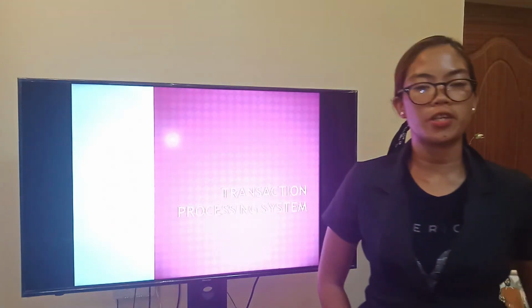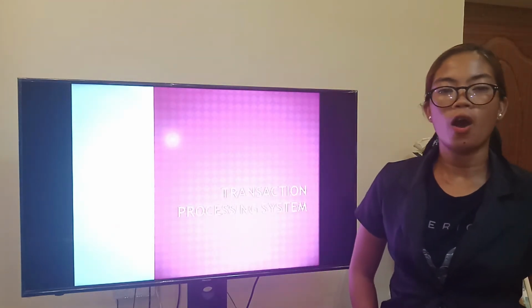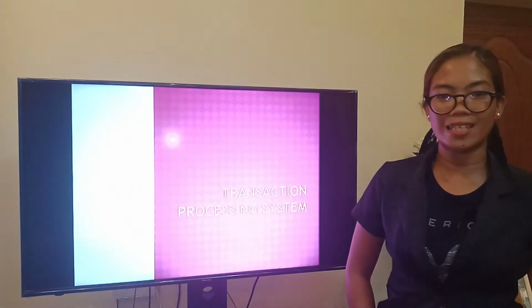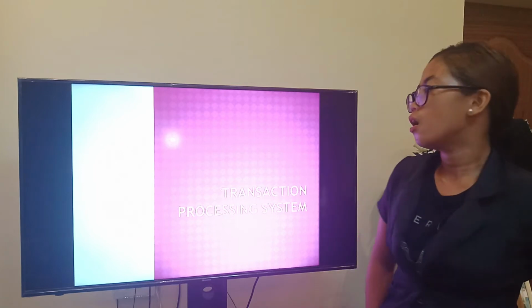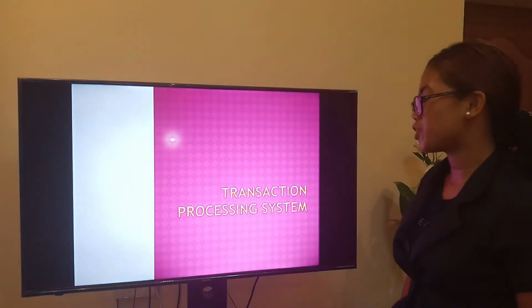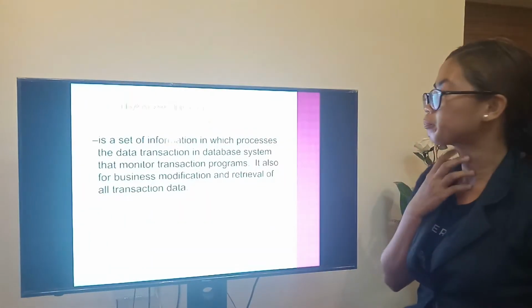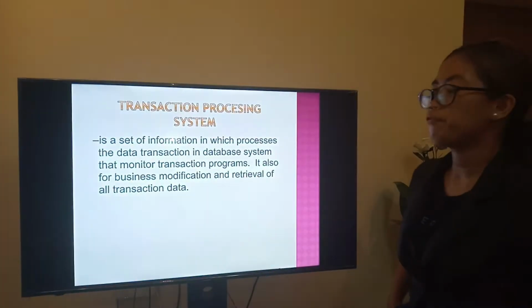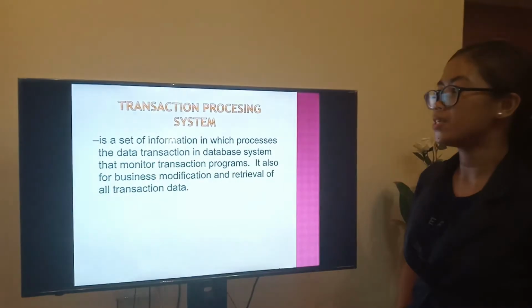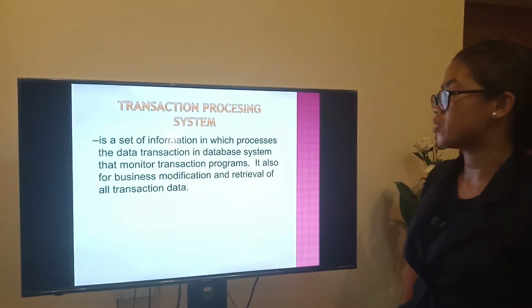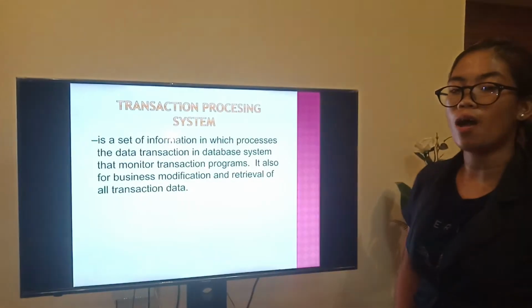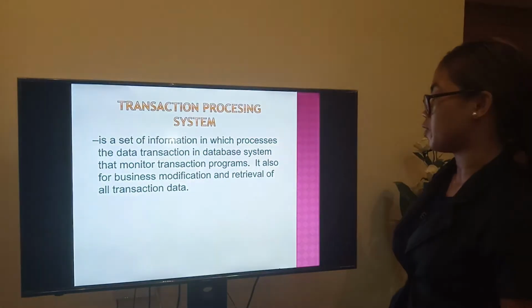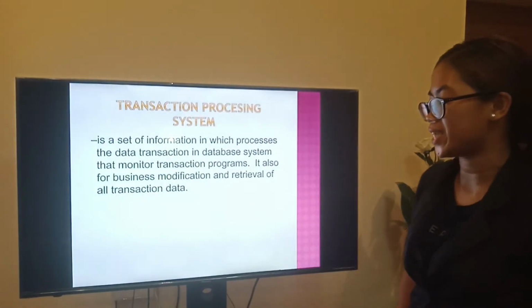First, transaction processing system. Second, workflow system. Lastly, decision support system. So first, a transaction processing system is a set of information systems which process the data for transactions, and a database system that monitors transaction programs. It also allows for business modification of all transaction data.